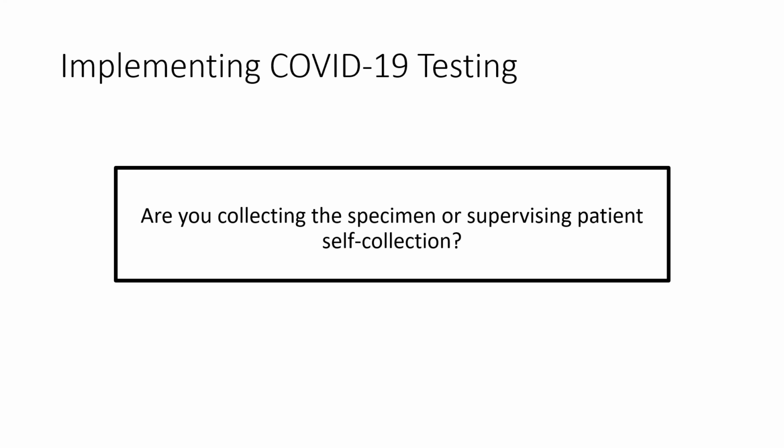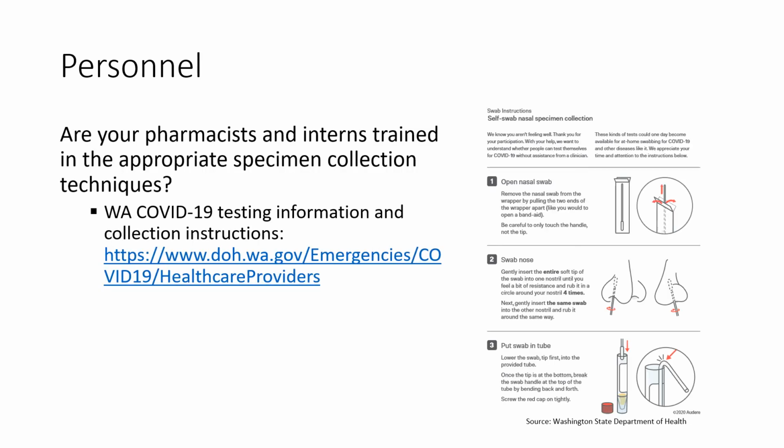Now we'll talk about steps your pharmacy should take when deciding how you will plan to collect specimens for COVID-19 testing. We'll spend the last bit of this section talking about these important considerations and steps. First, consider whether your pharmacist and interns are trained in the appropriate specimen collection techniques. This could help you determine whether your pharmacy staff should perform specimen collection or observed specimen collection. Additionally, it is essential to be familiar with the manufacturer's instructions prior to performing any test.